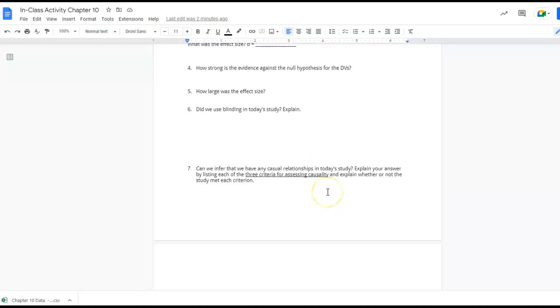All right, next, can we infer that we have a causal relationship in today's study? When we think about the three criteria for causality, the first thing we have to establish is covariation, and that is, do we have a relationship between the variables? And we don't. We have a very small d, right, showing no effect, no differences between them, and the p is really high, telling us that any difference we're observing is there just because of chance factors, probably.